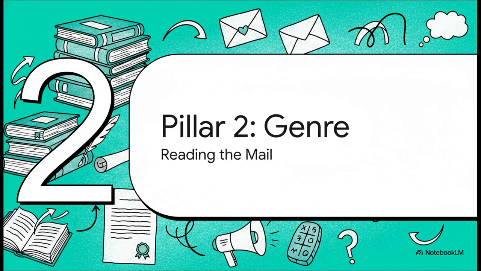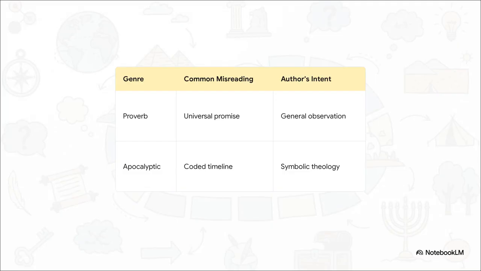This one is all about literary forms, or you could say reading the mail correctly. I mean, you wouldn't read a poem the same way you read a legal contract, right? Different kinds of writing have different rules. And getting the genre wrong can lead to some pretty big misunderstandings.